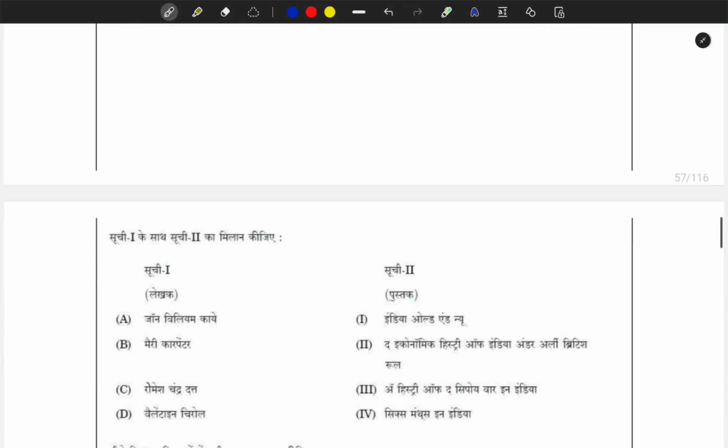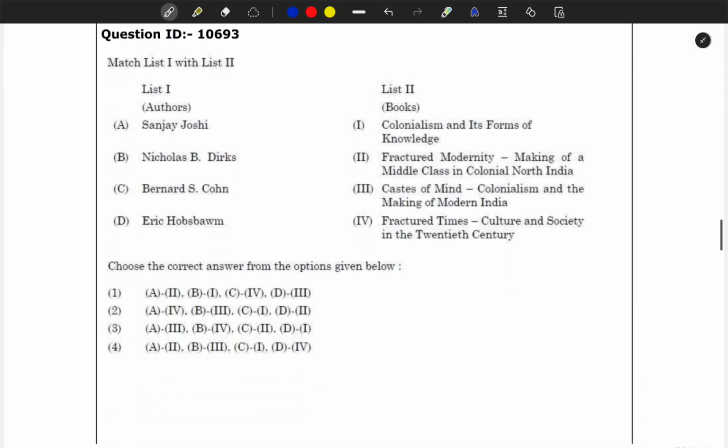Next question is again author and book. Many times I told you. So see here, a few of the books. Sanjay Joshi, I don't know, but for these three I know. So it is all on you whether you want to know that. These three people, I already wrote a lot about them, and I already wrote a few of their literature in my masters. So the fourth option is correct.